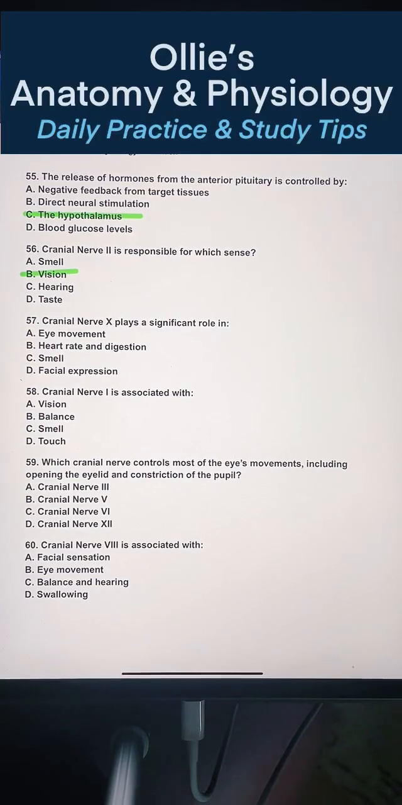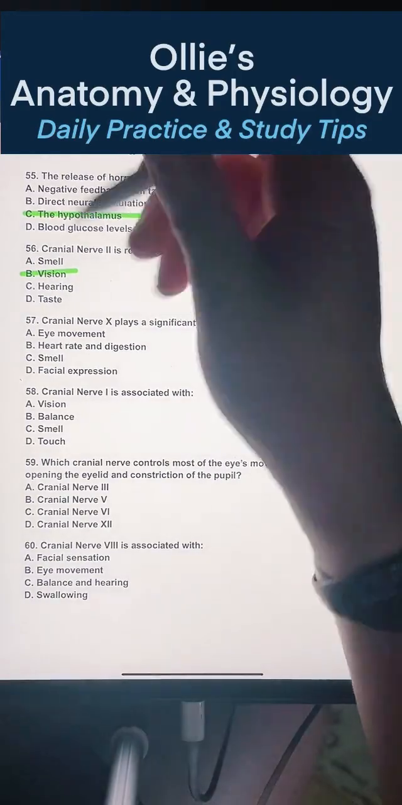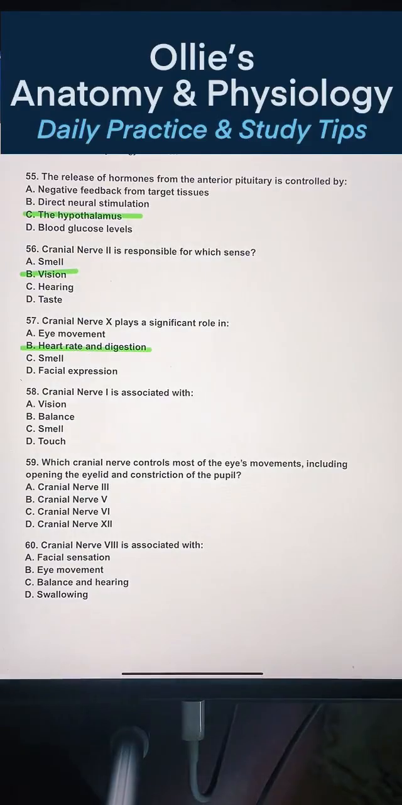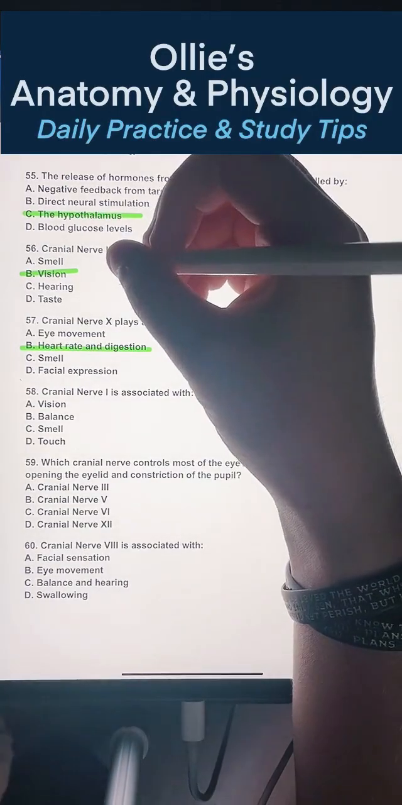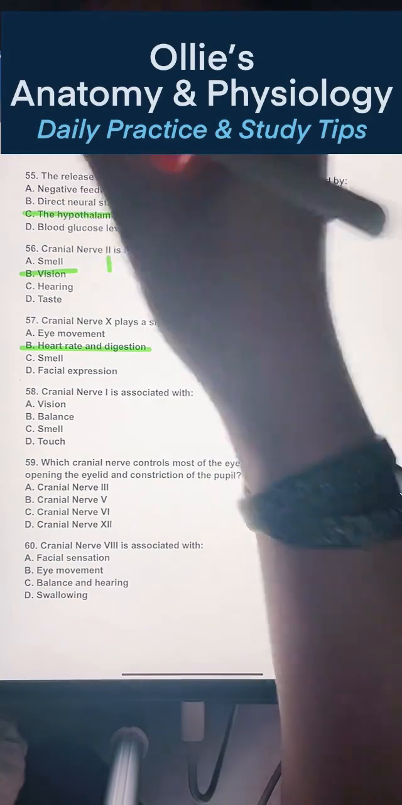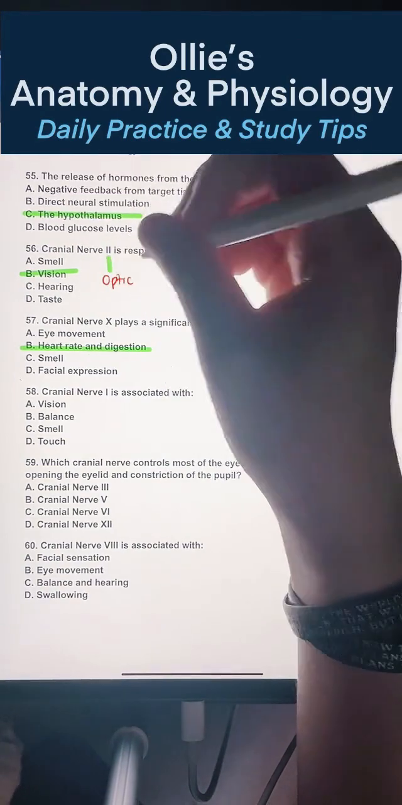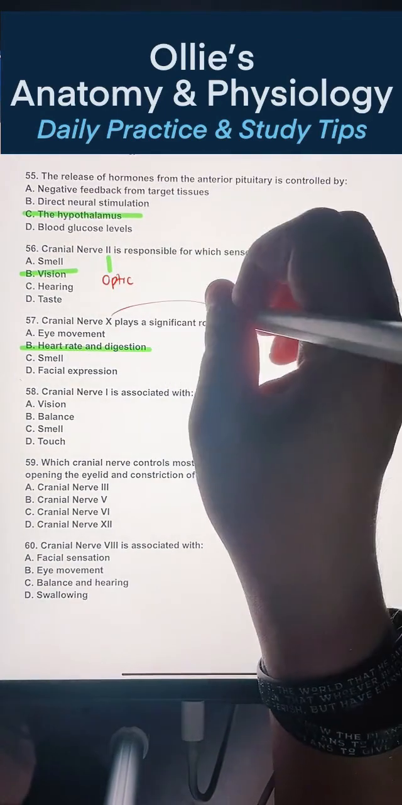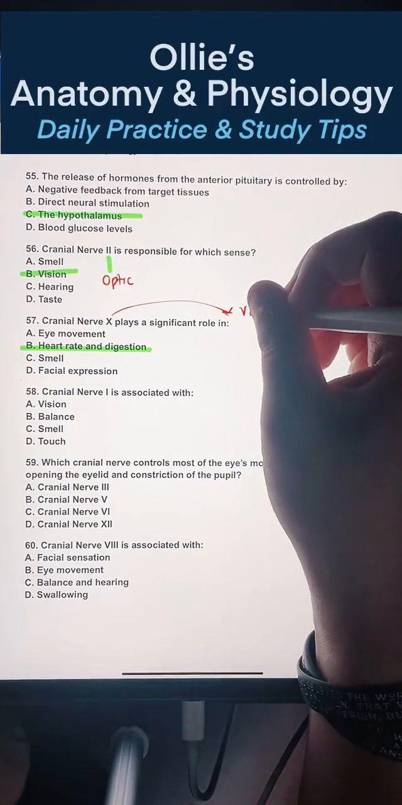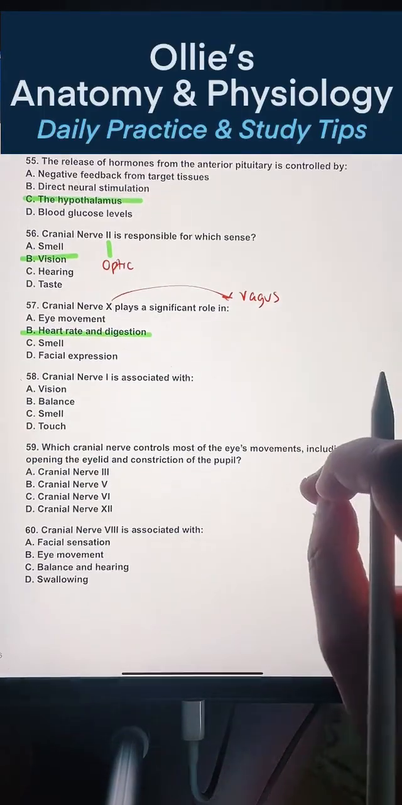Number 57. Fantastic. The answer is B. It is heart rate and digestion. So cranial nerve 10 is going to be the vagus. As I mentioned here, cranial nerve 2, that's going to be our optic. And then cranial nerve 10, this is going to be our vagus nerve.